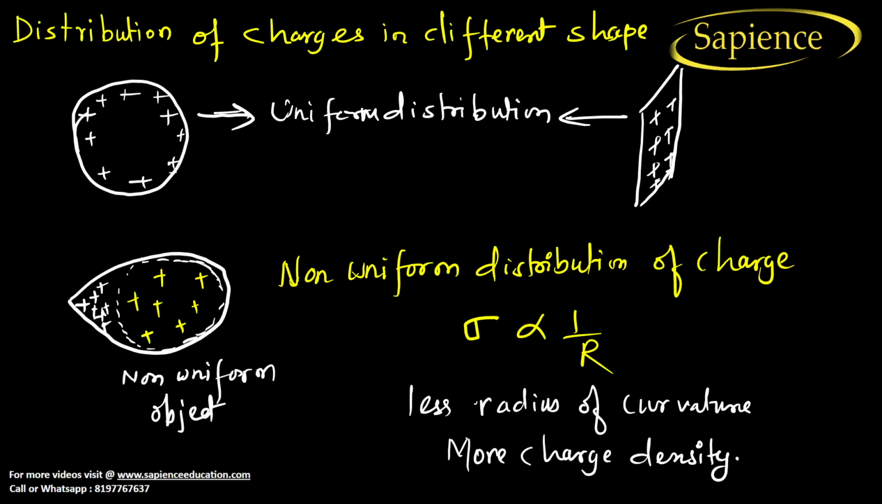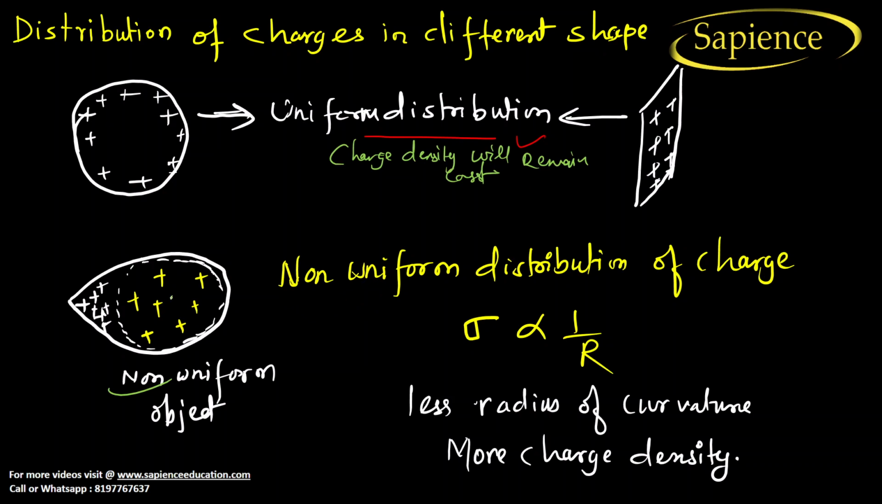Now let us go for distribution of charges in different shapes. So for a uniform distribution of charges, see here, it is a symmetrical circle. A uniform distribution means what? The charge density remains constant. In this, the charge density will remain constant. Now if there is a non-uniform object, the charge density will change.